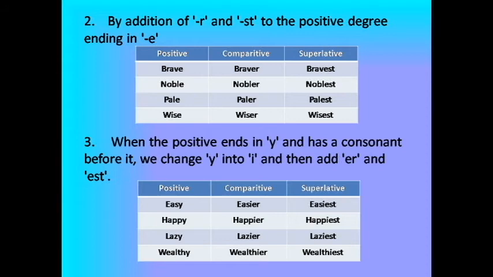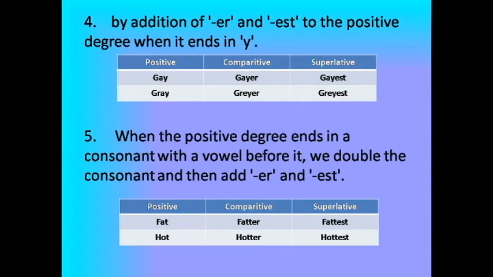Then it is wealthy. Wealthy changes to wealthier in the comparative case and finally into wealthiest in the superlative case. The next one is by addition of er and est to the positive degree when it ends in y. Let us understand this better with the help of an example.